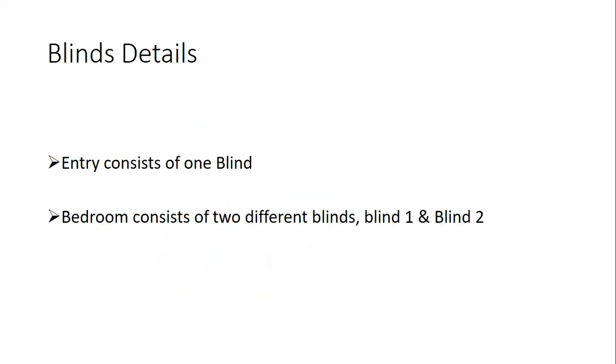So the same thing. So the blinds we have, these are the blind details. At the entrance we have one blind, and then in the bedroom we suppose we have two blinds, which is blind 1 and blind 2. I'm gonna control these two, blind 1 and blind 2, together from one button, and in the entry we have one single blind which we're gonna control through one button. So in this way we will cover both: how to control a single blind and how to control a group of blinds.